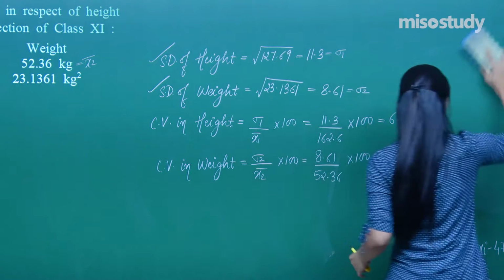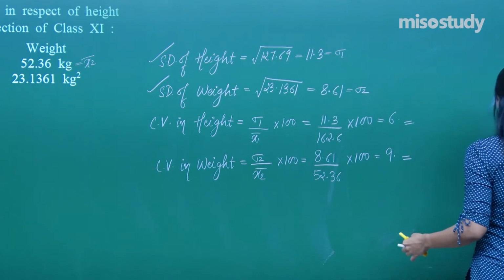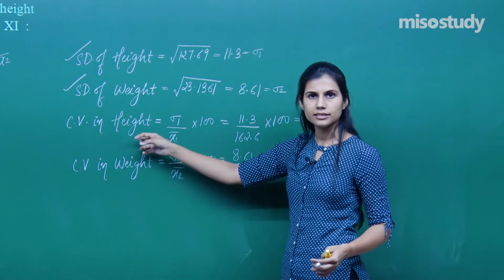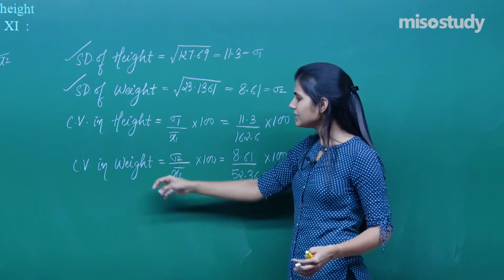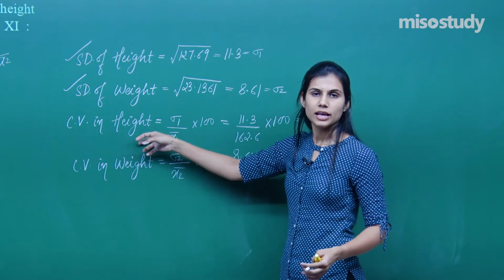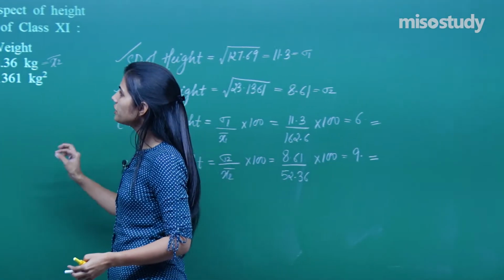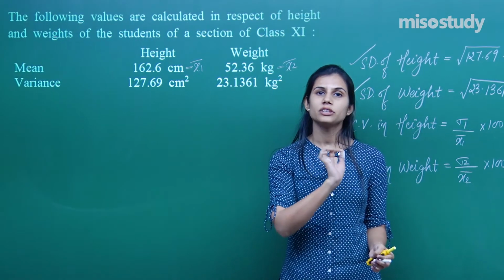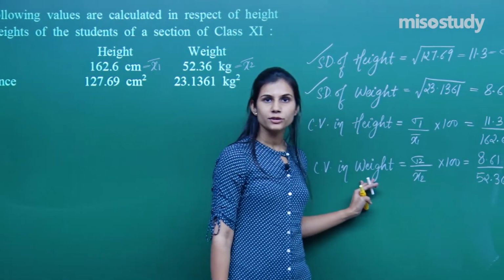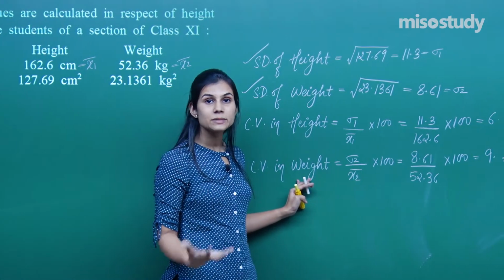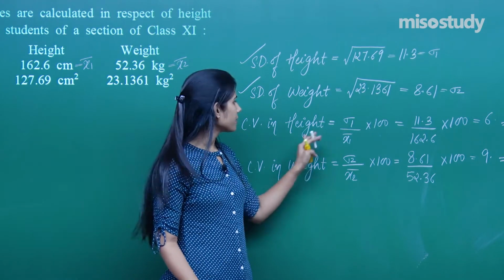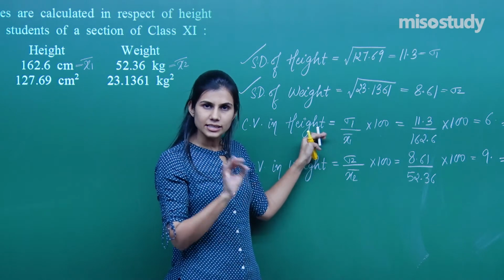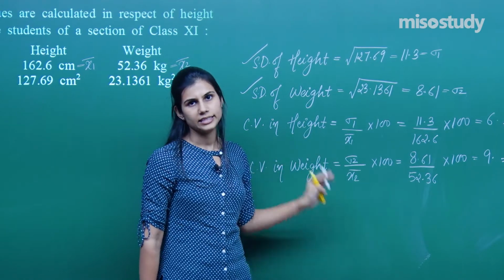That means variability is greater in this section rather than in this section, isn't it? Therefore, if the question is asking you about variability, the answer is that because coefficient of variation in weight is greater than coefficient of variation in height, the data corresponding to weight is more variable, more dispersed, more scattered, and the data corresponding to height is more stable, less dispersed. Is it clear? These are the conclusions that you can draw from this data.